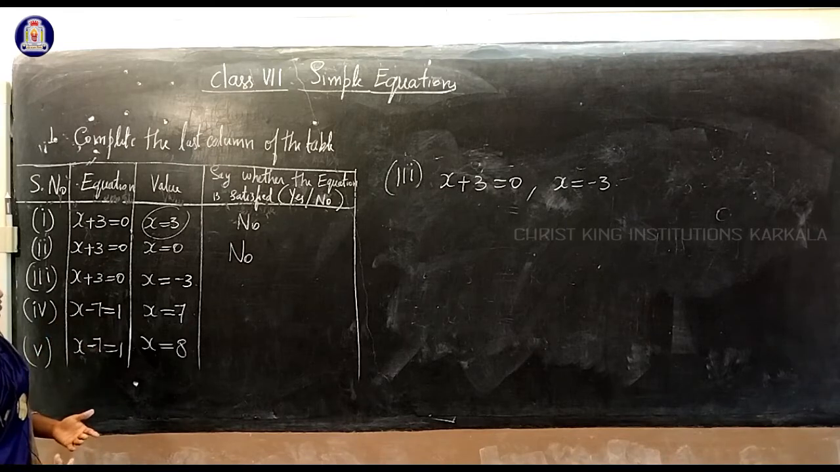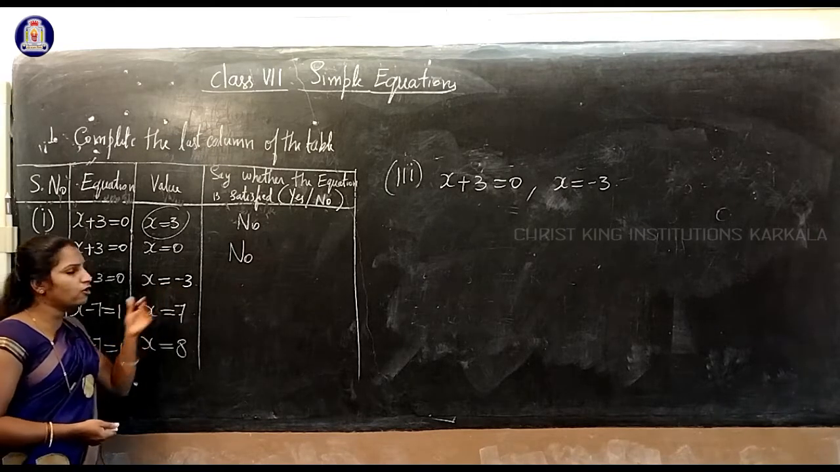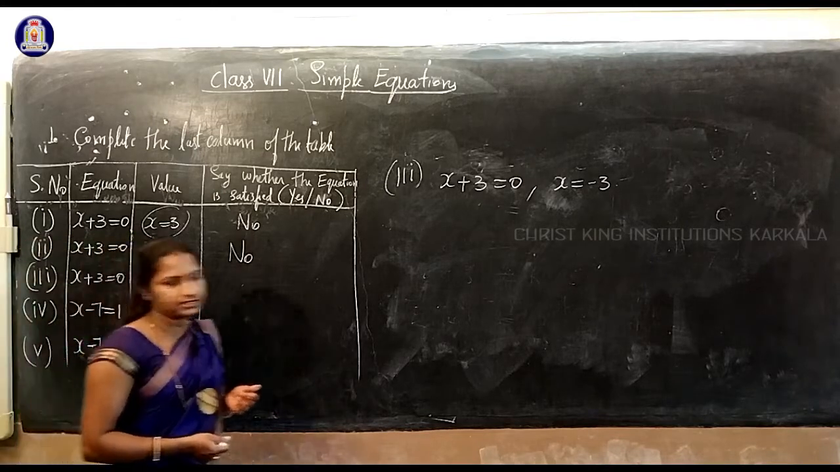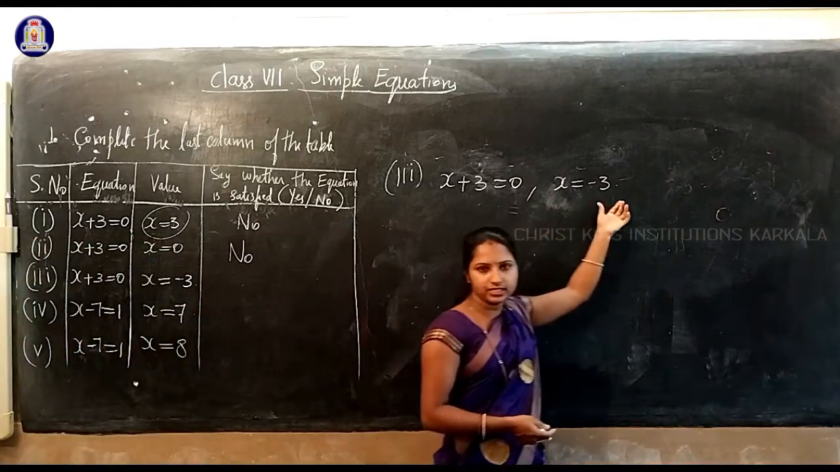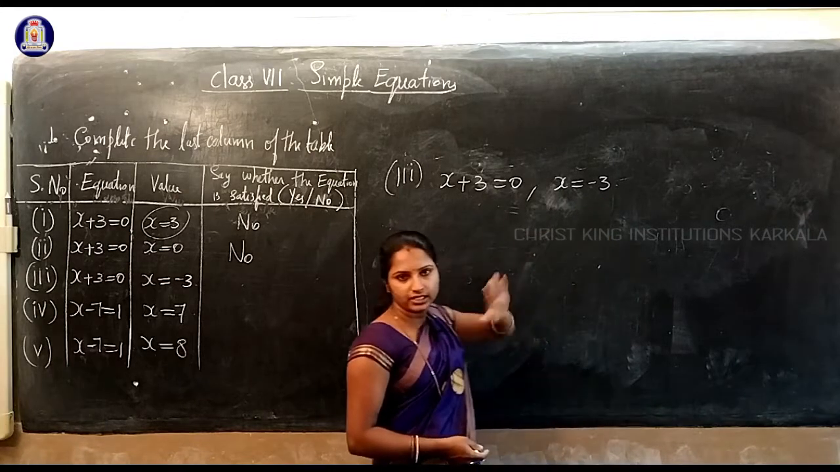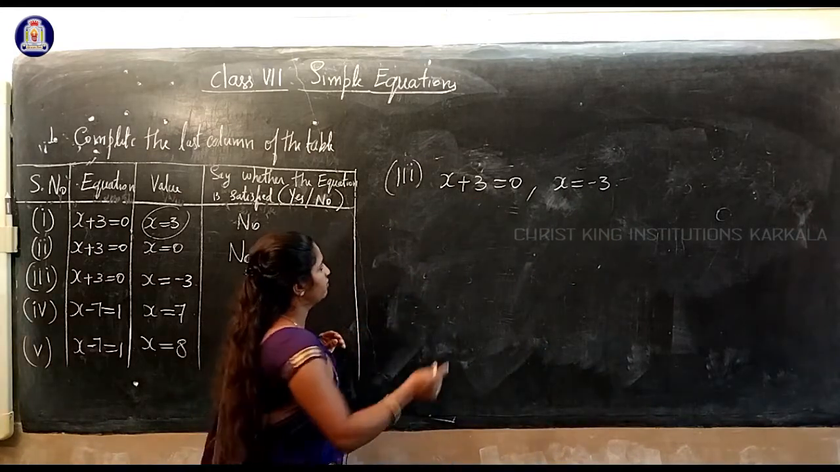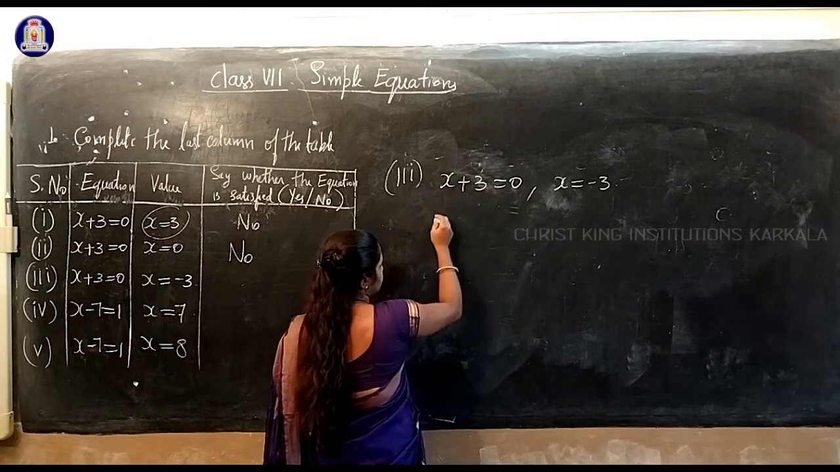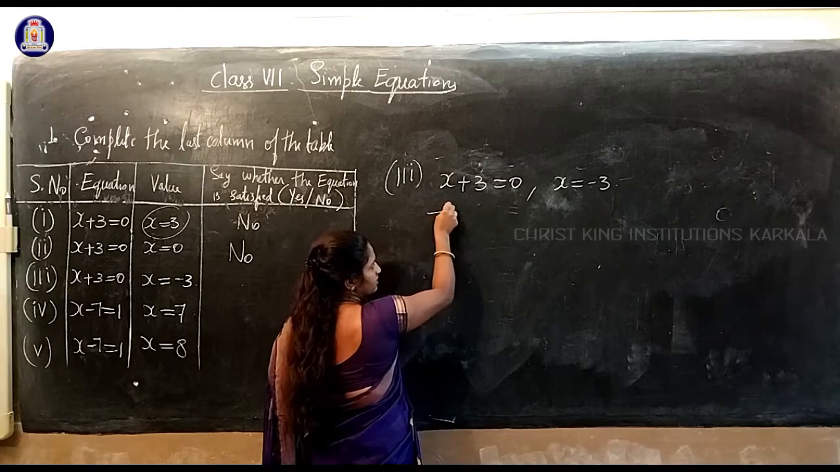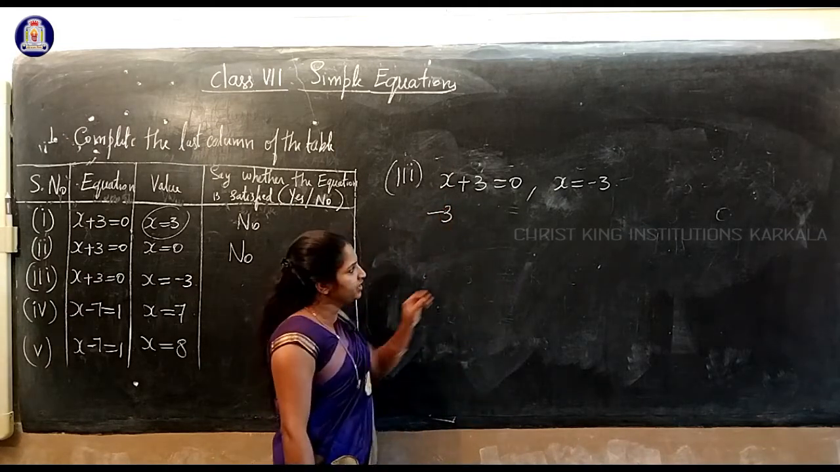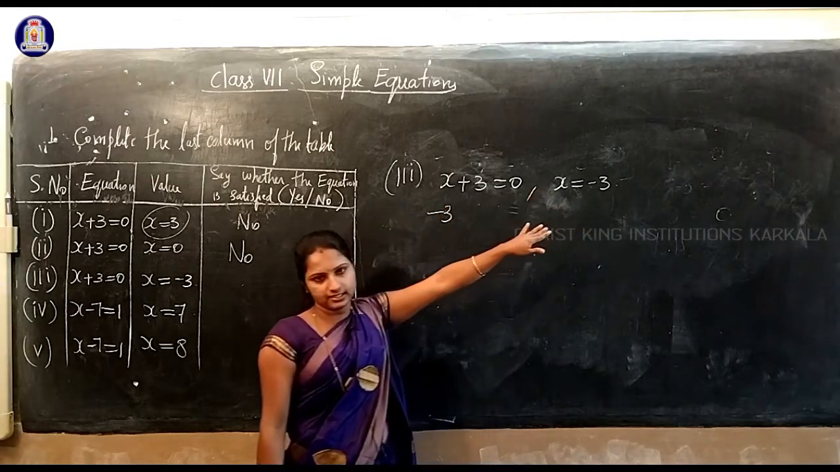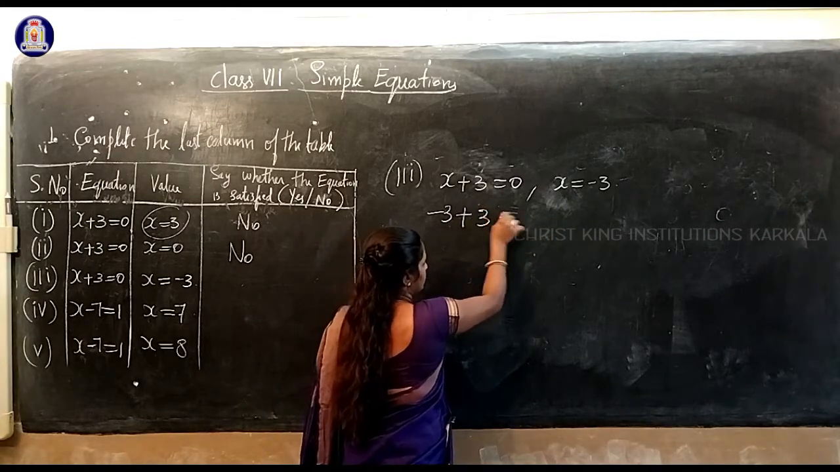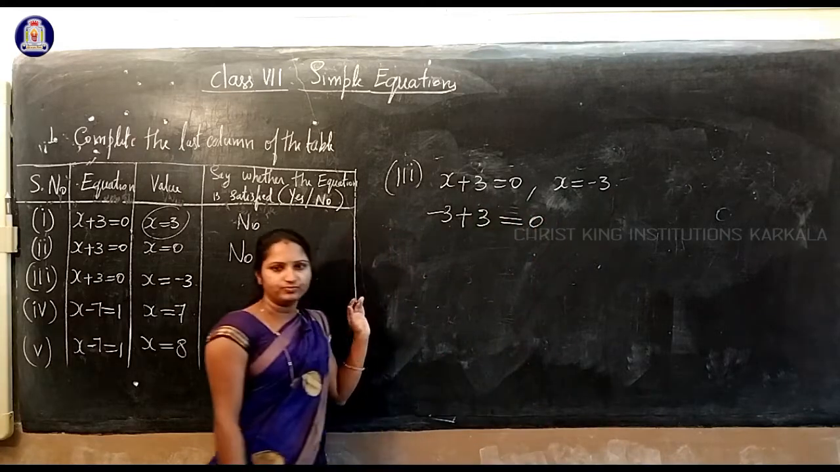x + 3 = 0, but the value of x is different. So what is the value of x here? x is equal to -3. Okay, the x value is -3, which you must substitute in the equation. The equation is x + 3 = 0. So in place of x, you must write the value of x. x is -3. Put x = -3. So -3 + 3 = 0.